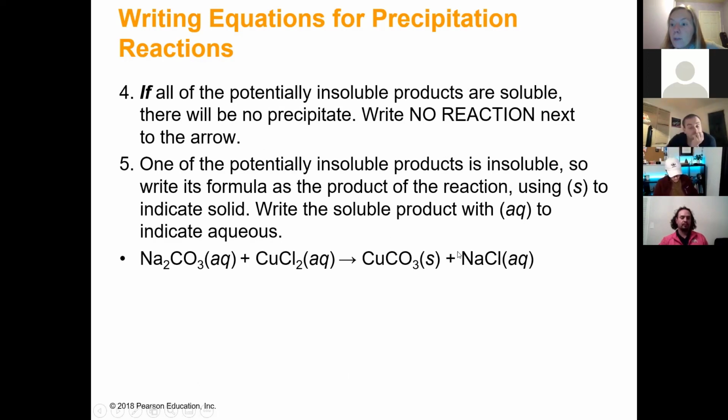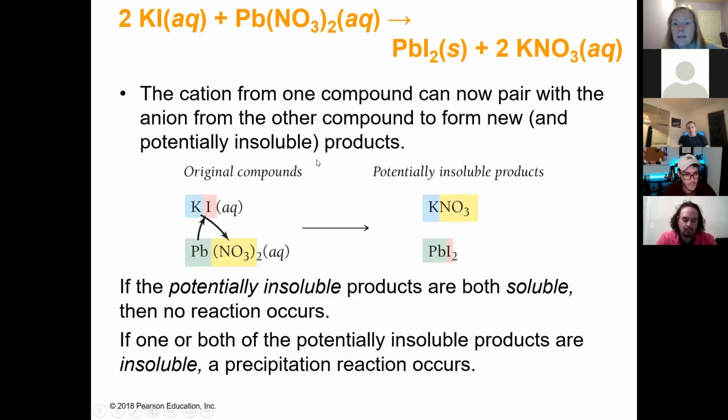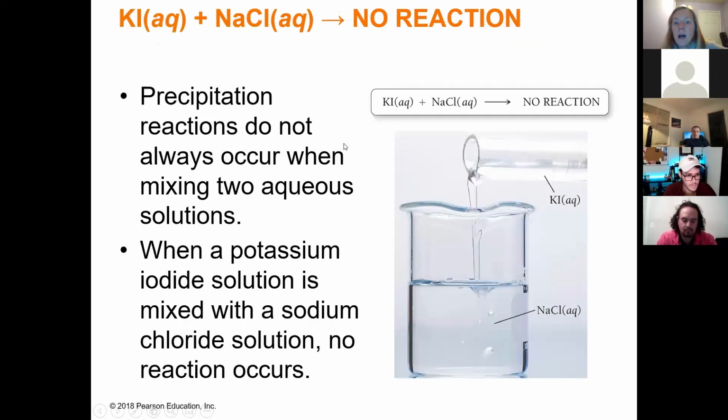If both of your products are aqueous, you would just write no reaction, okay? So if all potential options are all aqueous, it means nobody's getting together. That's like this situation right here. Potassium iodide and sodium chloride, when I flip-flop partners, nobody likes each other enough, so they just all stay aqueous, so there's no reaction.